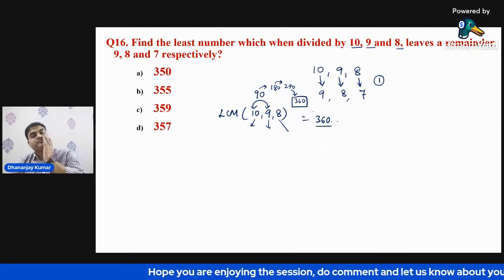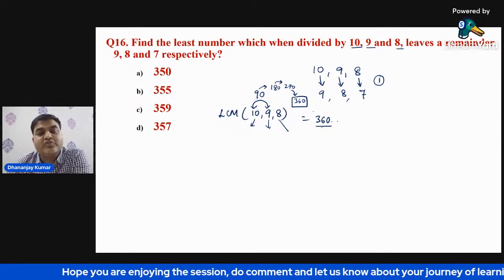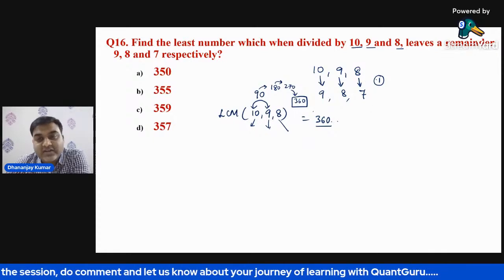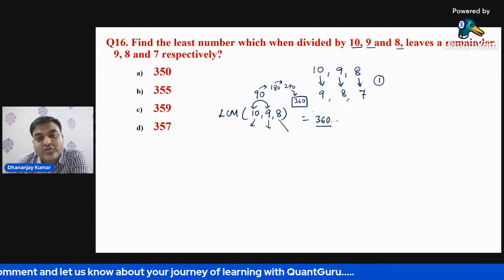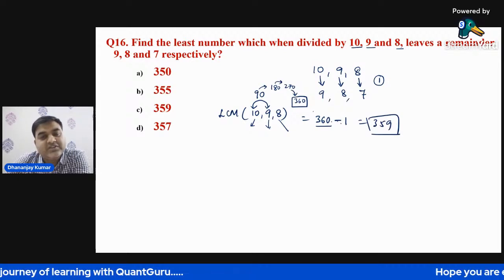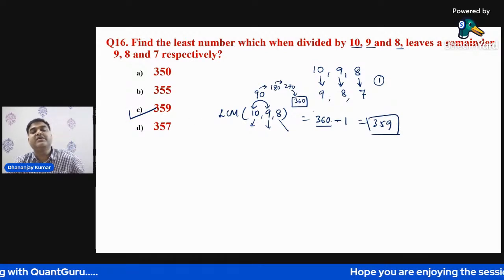So 360, in this case you found the answer of LCM of 10, 9, and 8. How to find? The difference is 1, so minus 1 from that, so that will be the answer. 359 will be the answer.